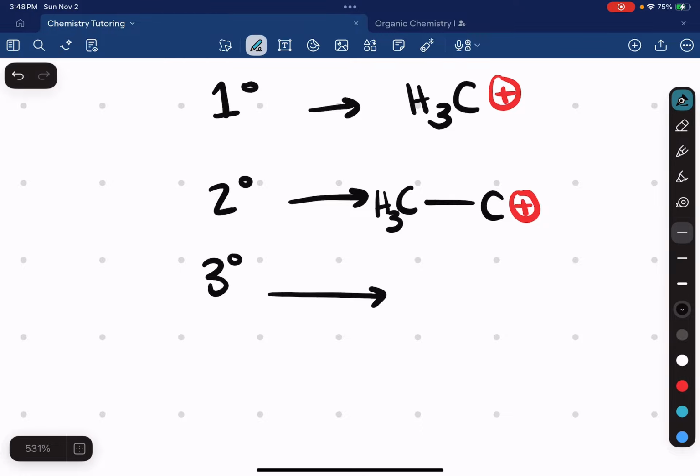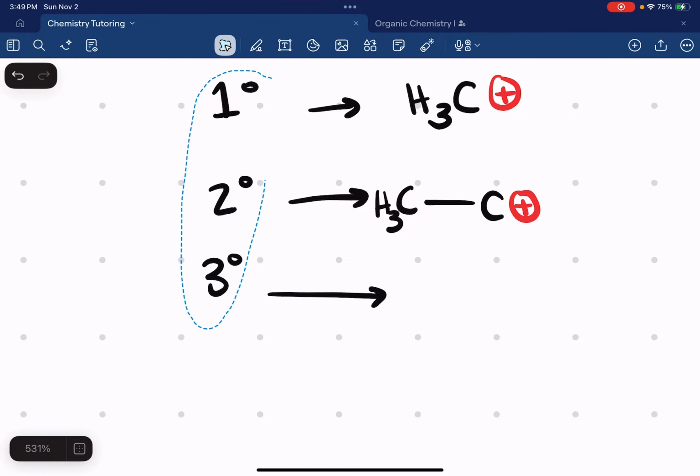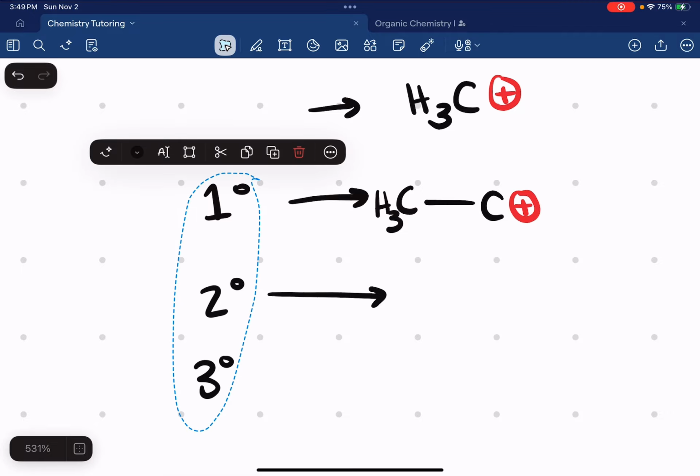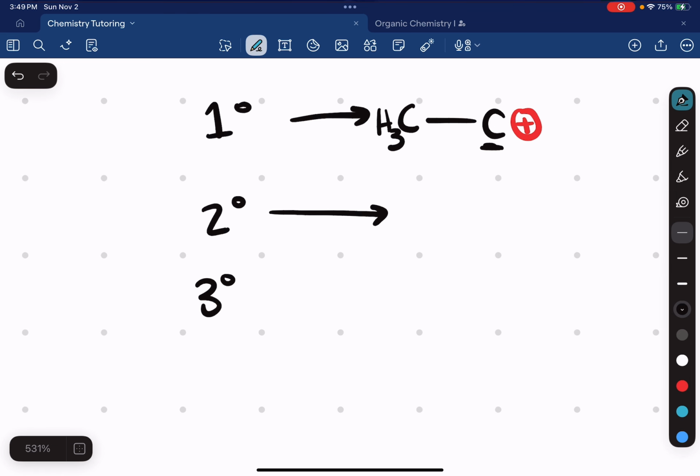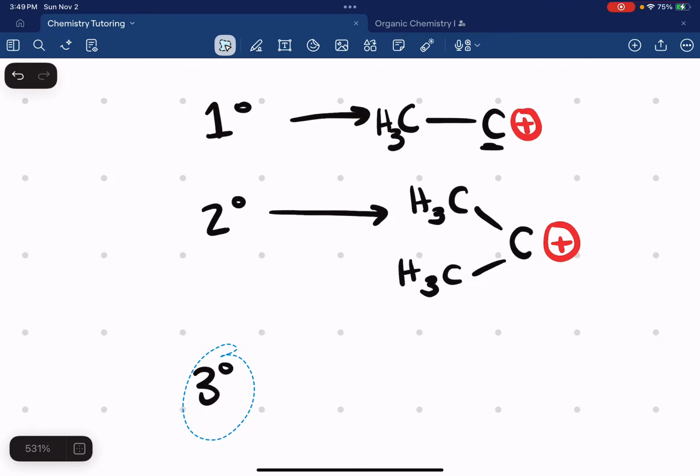Oh, I'm so sorry, guys. Let me move this chain down. This isn't primary. This is a methyl carbocation, because it's just one carbon and it's got the positive charge. It's just a methyl group, right? Primary means the carbon here is attached to just one carbon. And then secondary will be the carbon here, and it's attached to two carbons. And it's got that positive charge. This is a cation. And I'm not going to have space, so I'm going to draw that down.